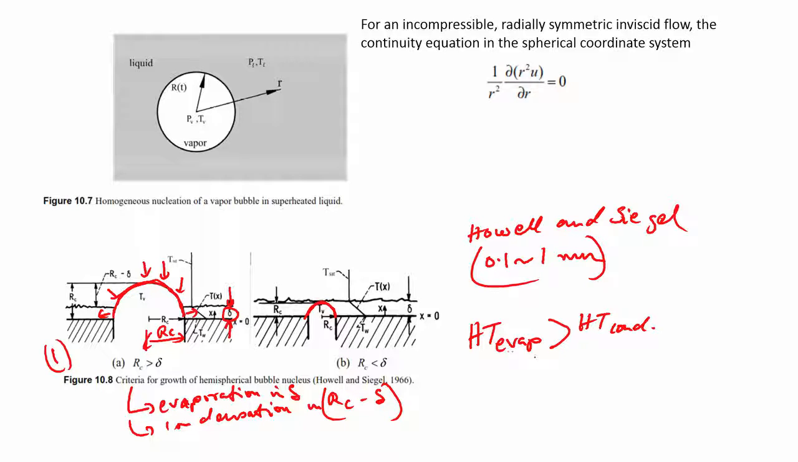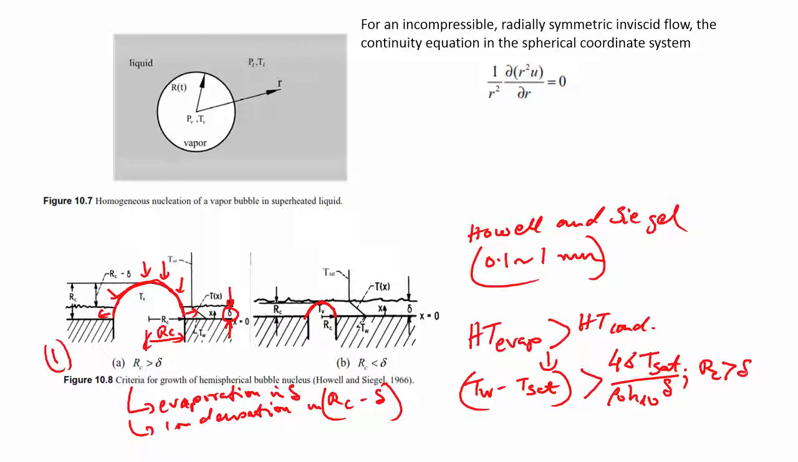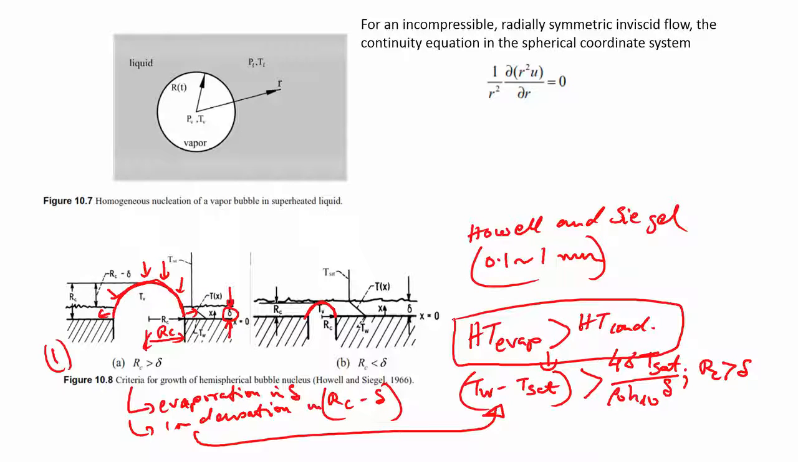So, based on this argument, what they showed was that your T wall minus T saturation has to be greater than 4 sigma T sat divided by rho v HLV into delta when RC is greater than delta. Got it? For a bubble to grow, this is for this situation. The TW minus T sat must be greater than this because this has to be satisfied.